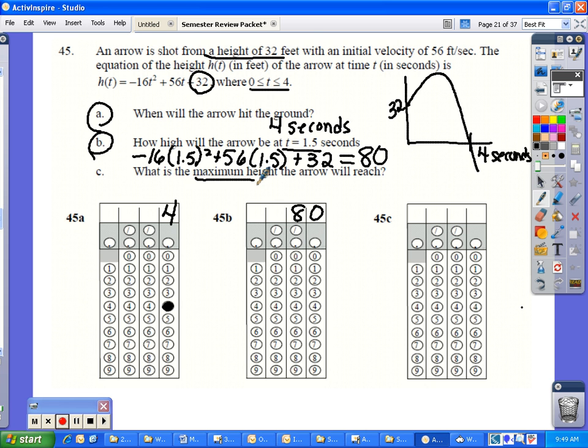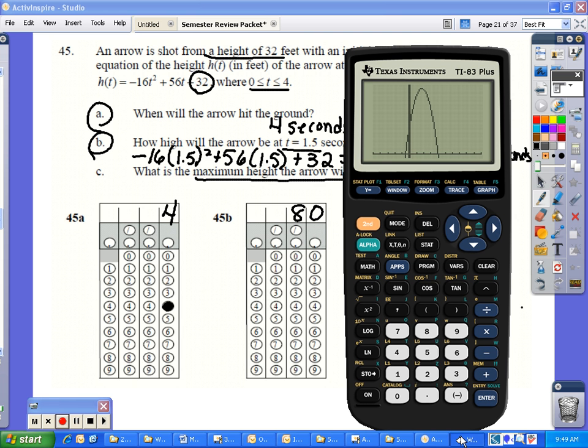Finally, the maximum height the arrow will reach. For this, you're going to want to go back to your calculator. There are several ways of finding this, but in this case, you are looking for the vertex of the graph. So you want to use your functions on your calculator to help you find this maximum point. You're going to press second trace, which will give you value, zero, minimum, maximum, intersect. You, of course, want the maximum value, which is 4, so you're going to press 4.